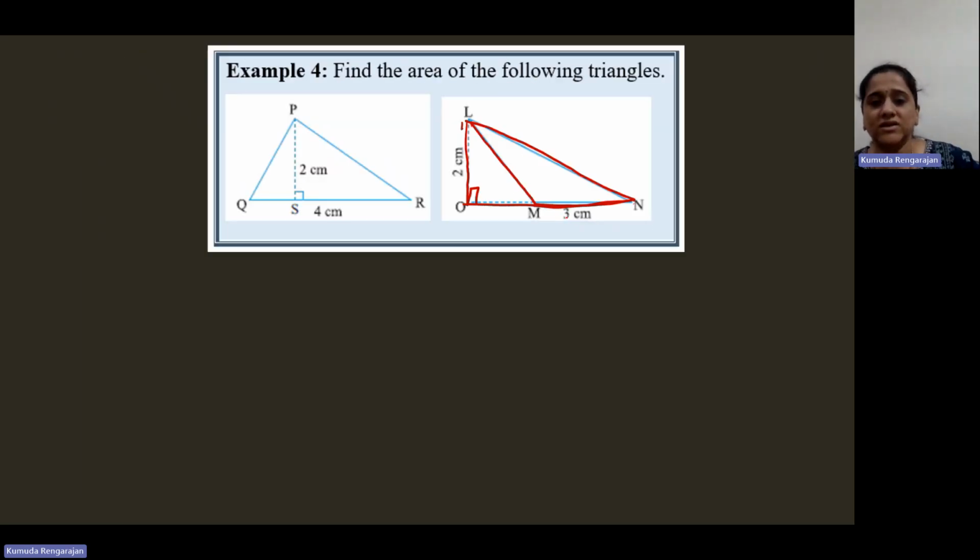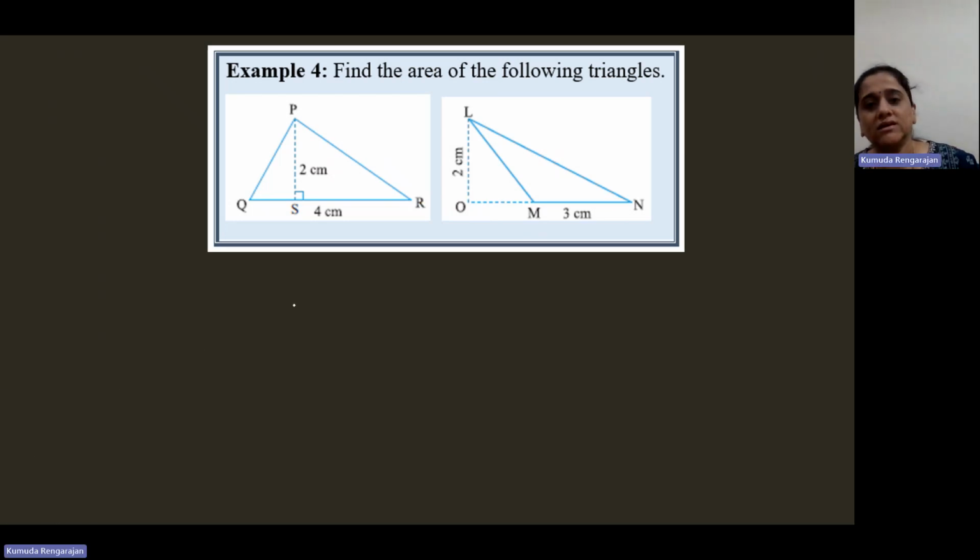For now, you just understand that LO is the altitude to the side NM, but it doesn't meet NM. It meets NM produced at O. So if you take MN as the base, then the corresponding altitude is LO. Because this one is not landing on NM, but it lands on NM produced. See, where does this altitude land? It's landing somewhere outside the triangle. But when you produce the side NM, it lands on NM produced, right? So that's the altitude for the side NM.